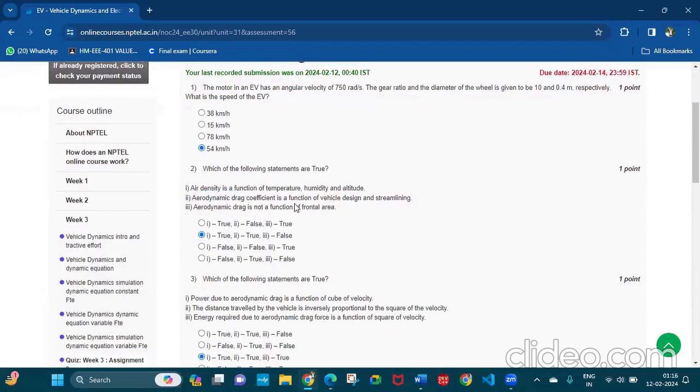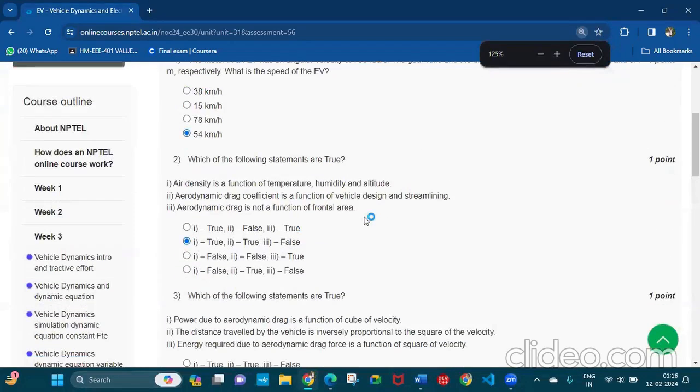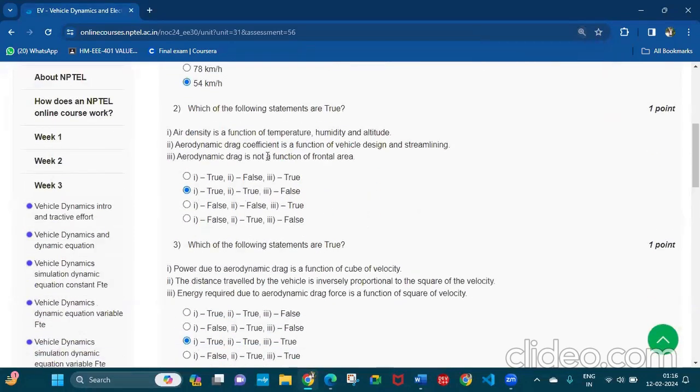Question 2. Air density is a function of temperature, humidity and altitude. Aerodynamic drag coefficient is a function of vehicle design and streamlining. Aerodynamic drag is not a function of frontal area. So B is the right answer.